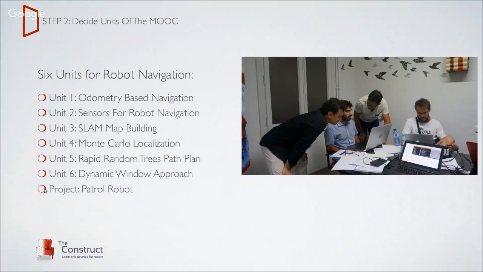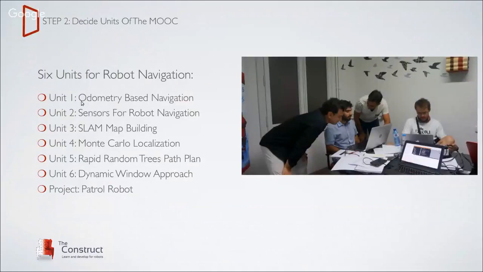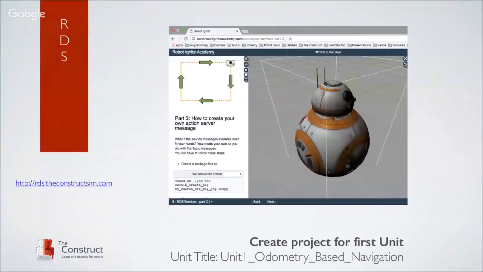Then finally, we end the course with a project. The project is something that the students have to do that integrates the knowledge of all the units. Okay, so I highly recommend that you do something like that. This is an example. Okay, so now let's go and create the project for the first unit of the course. So our first unit is this one, odometry-based navigation. So we are going to do this right now here. And everyone that is listening has to do this. So let's go for it.